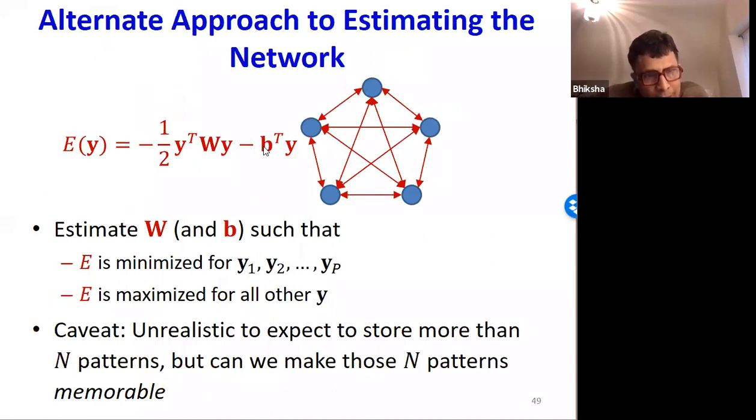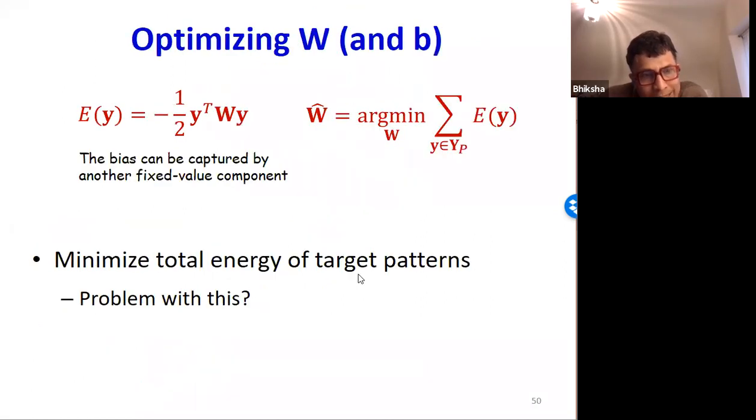Here's what we want to do. I'm also going to include a bias now, just for completeness sake. You want to estimate the weights and the bias such that the energy of the network is minimum for the target patterns, and maximum for all other patterns. Okay. So here's what we will do. I will explicitly define my energy this way, and I'll say, find me the weights such that the energy of the network for my target patterns is minimized.